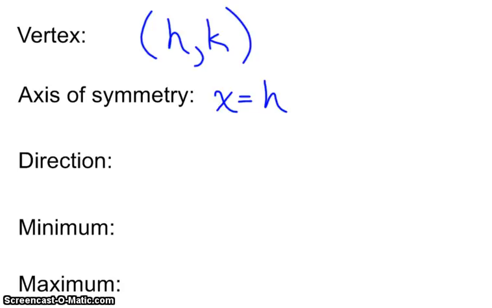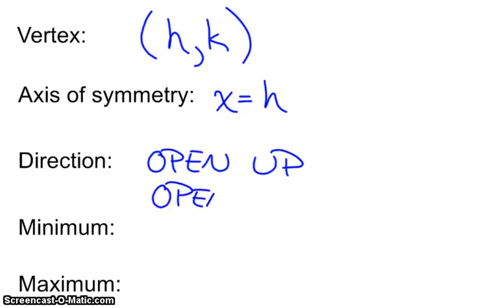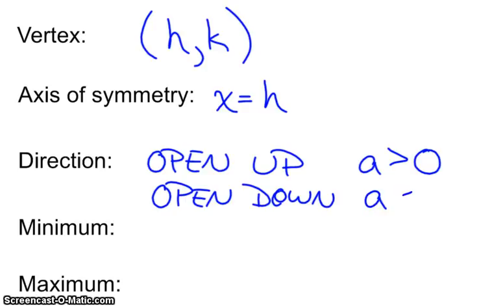Now the direction, we have two directions, and it all is determined by a. So our parabola is either going to open up or it's going to open down. If it opens up, that's because a is positive or greater than 0. If it opens down, that's because a is negative or less than 0.